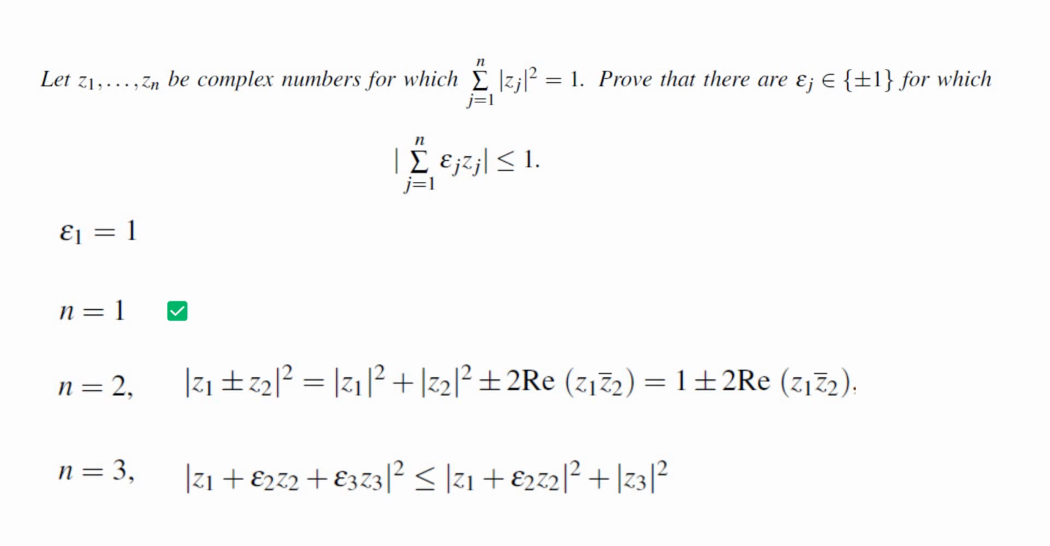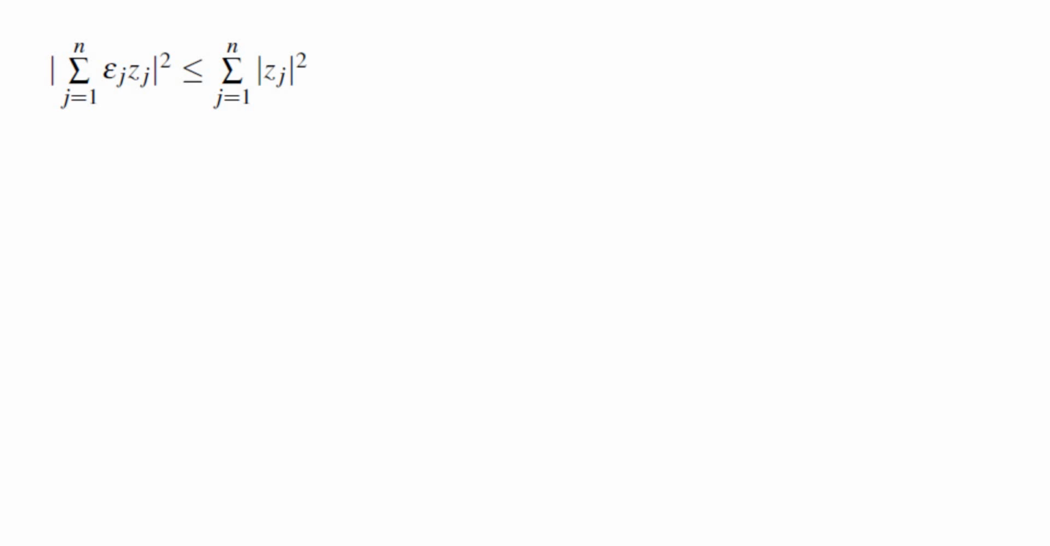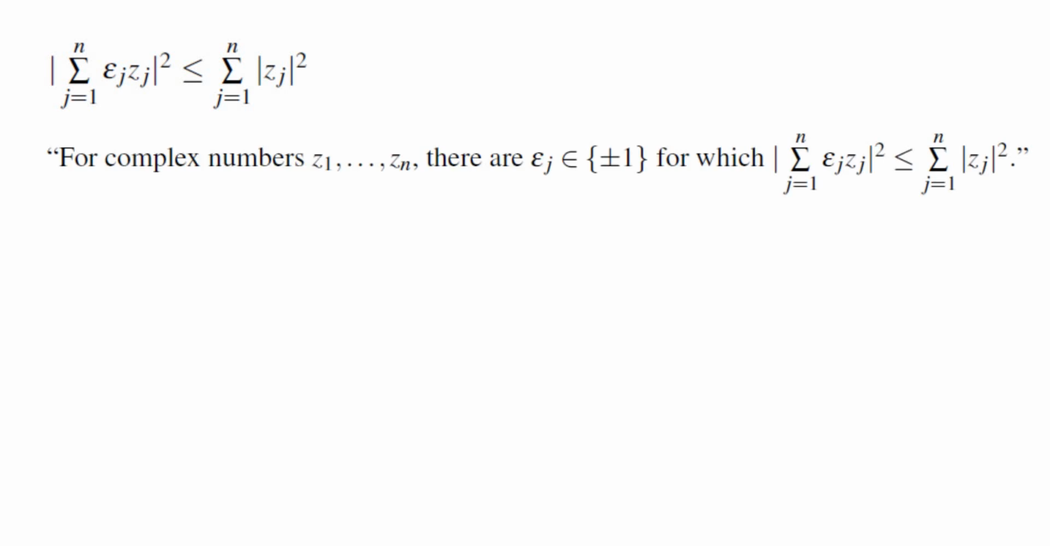We notice that the assumption they gave us in the beginning, that the absolute values of zj squared add up to 1, is in fact sort of artificial, because you can multiply both sides of the inequality by a positive scalar and that would not change the inequality, but it would change the initial condition. In other words, we can rewrite the problem as: the absolute value of the sum of epsilon j zj squared is less than or equal to the sum of the absolute values of zj squared. We are going to prove something slightly stronger, although it's really the same problem.